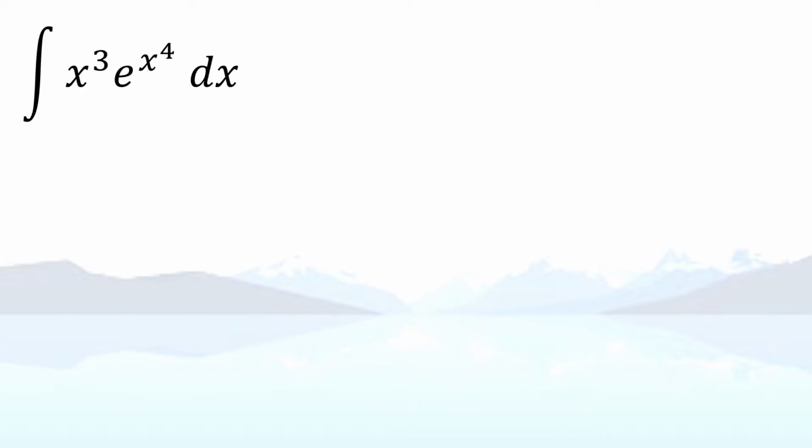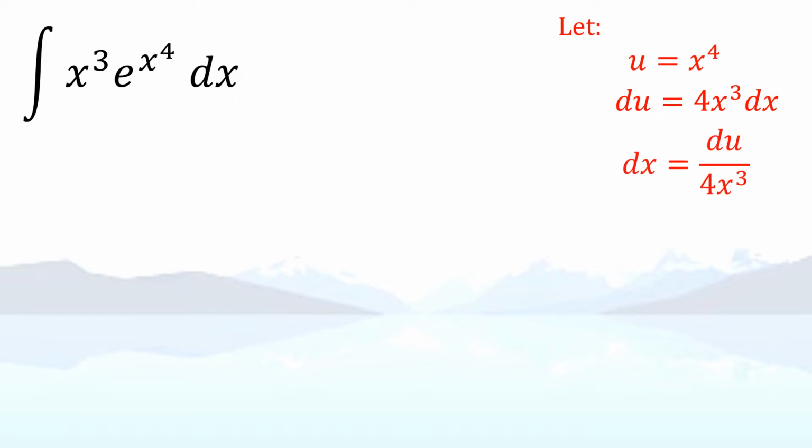Now let us have another one. We are going to determine the integral of x to the third e to the x to the fourth dx. The first thing we need to do here is to let u be equal to x to the fourth. And then the derivative of x to the fourth is equal to 4x to the third dx. And then to get dx, we are going to divide both sides by 4x to the third. So dx equals du over 4x to the third.